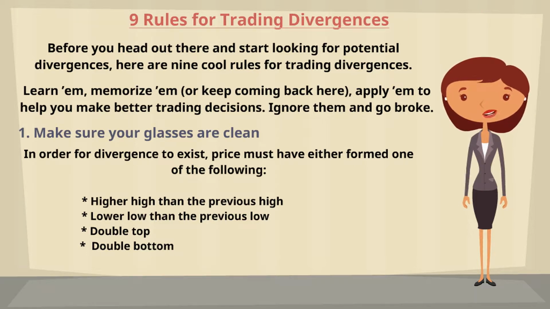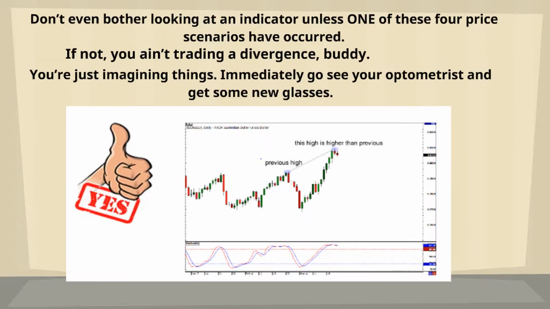1. Make sure your glasses are clean. In order for divergence to exist, price must have either formed one of the following: higher high than the previous high, lower low than the previous low, double top, double bottom. Don't even bother looking at an indicator unless one of these 4 price scenarios have occurred. If not, you ain't trading a divergence, buddy. You're just imagining things. Immediately go see your optometrist and get some new glasses.